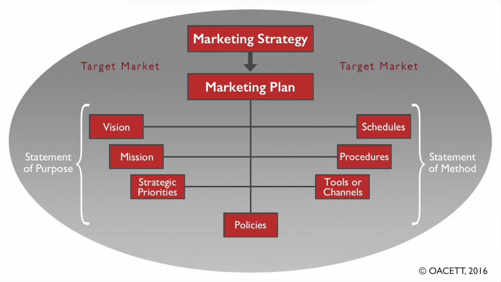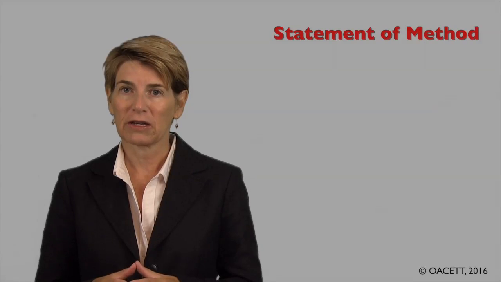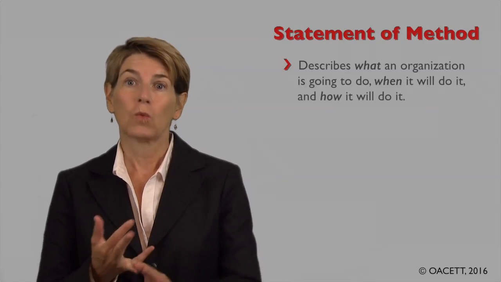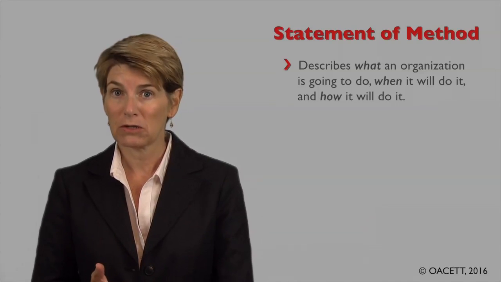Going back to the diagram on marketing, you'll see on the right-hand side, there's a statement of method. And the statement of method is how we're going to take this purpose and operationalize it from a marketing perspective. So the statement of method includes things like schedules, procedures, and then the tools or the channels that are going to be used in order to market the organization. The statement of method is really the practical side of marketing. It answers really basic questions such as, what are we going to do? When are we going to do it? And how are we going to do it?